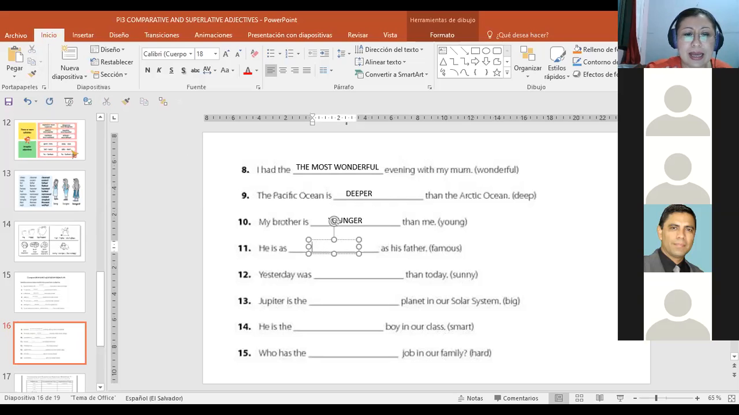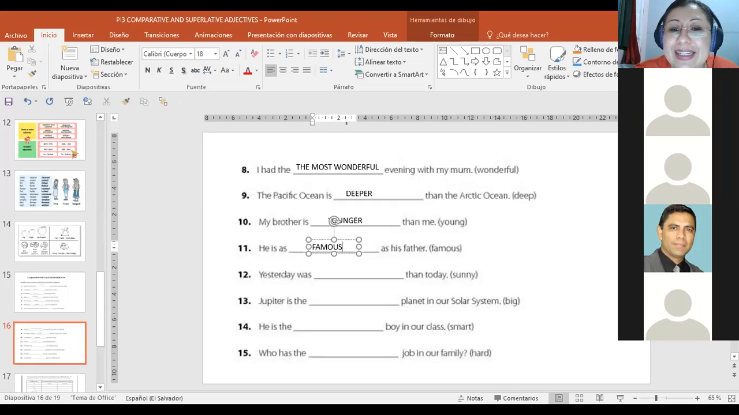Okay, en este caso, Katia, como estamos comparando, y miren qué interesante este ejercicio, porque es as. Entonces aquí no hay nadie que se lleve como mayor protagonismo, sino que son iguales. Entonces, cuando usamos as al principio, y as al final, estamos diciendo, él es tan famoso como su padre. Entonces, el primer as significa tan, y el segundo as, como. He is as... the most famous. No. As famous as his father. Él es tan famoso como su padre.